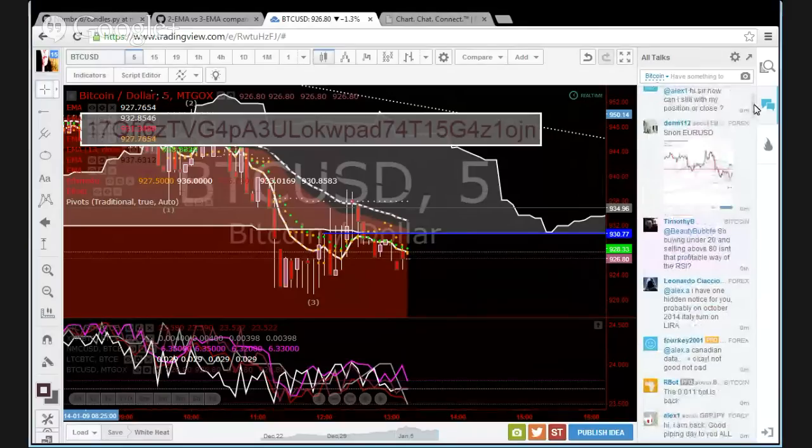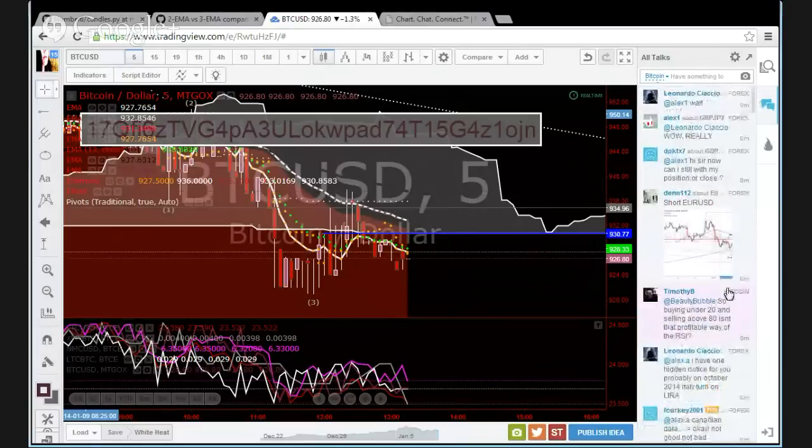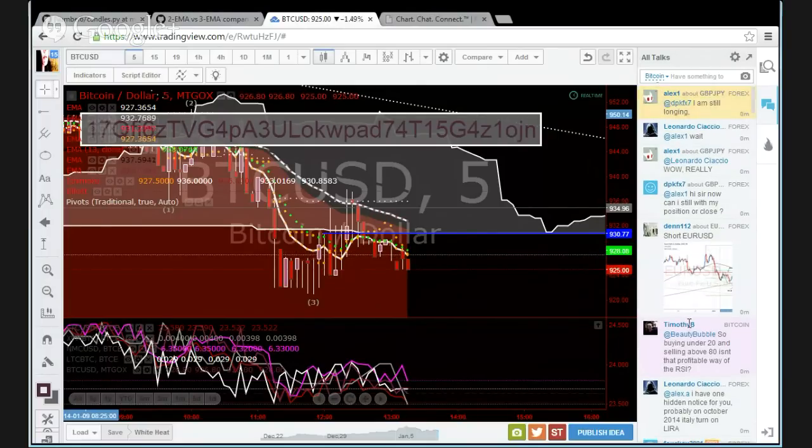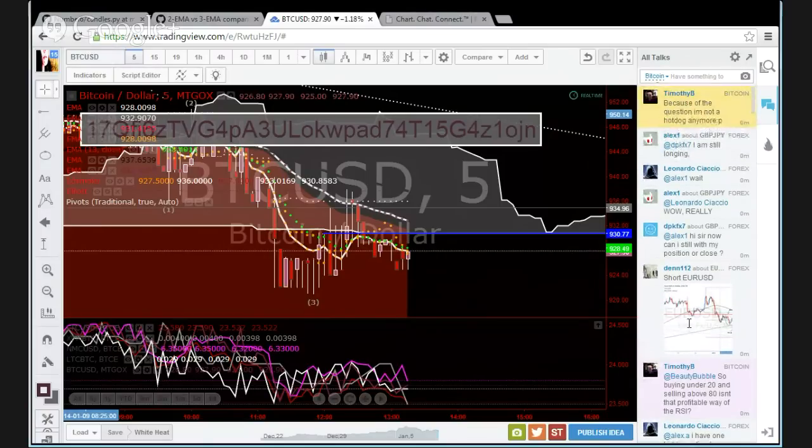So buying under 20 and selling above 80, isn't that a profitable way? Well, what's happened is that those numbers have become very defined and refined. And so just to say, oh, over, under 20, that's what that means. Over 80, that's what that means. No. Those numbers are being changed and dialed in such a fierce way that the retail trader cannot just rely on those lines.